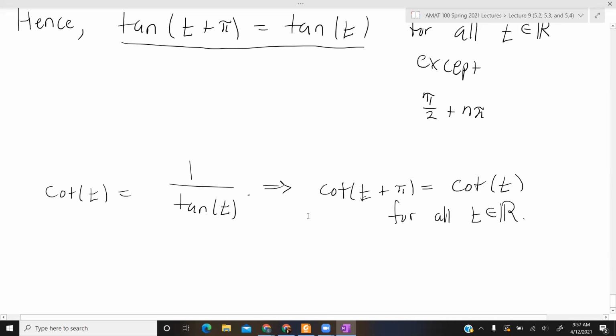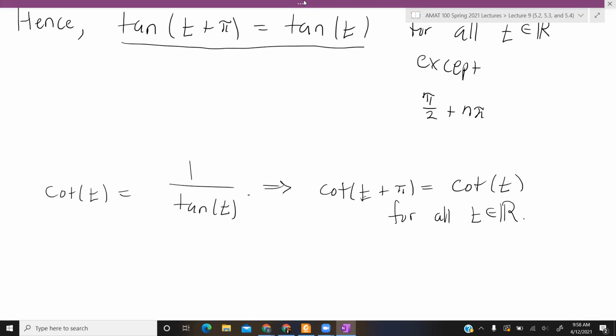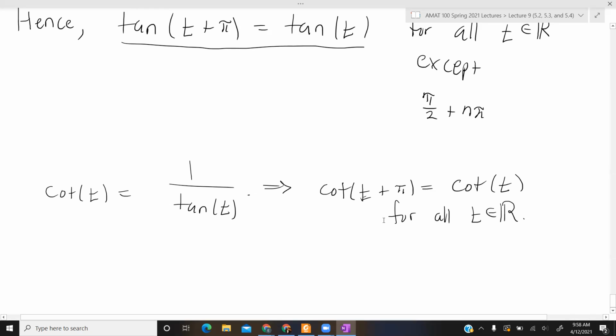It's a periodic function. So now we've determined that every trig function is periodic. And now there's some further properties that we can deduce for the tangent function and the cotangent, and actually all the other reciprocal trig functions. So tan, cotan, secant, and cosecant.